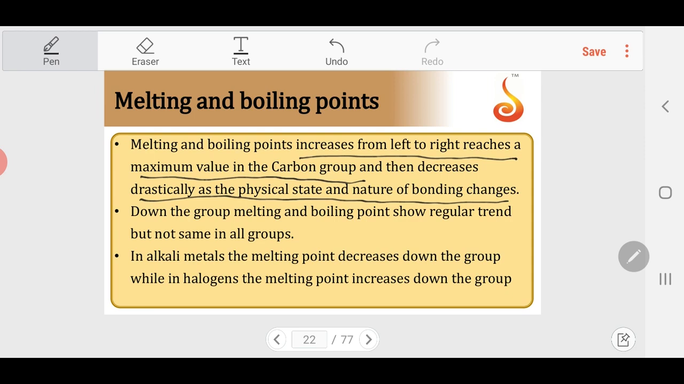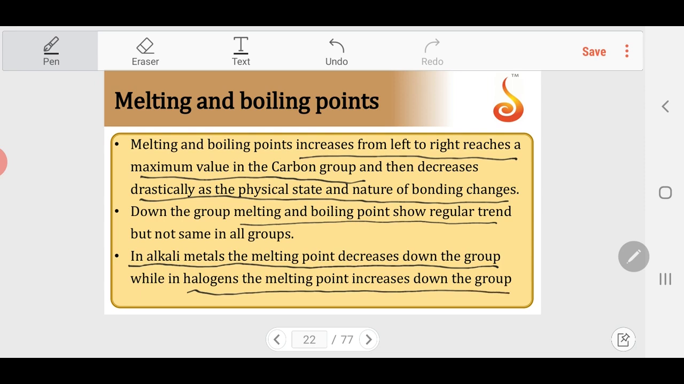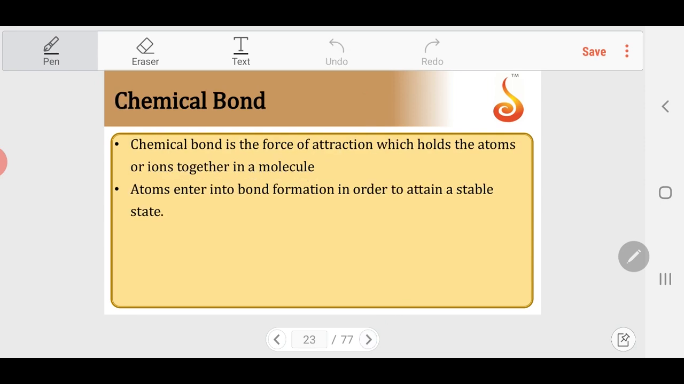Down the group, melting and boiling points show a regular trend, either they increase or they decrease, but the variation is not the same in all groups. In alkali metals, the melting point decreases down the group, whereas in the case of halogens the melting point and boiling point increase down the group. So that is for periodic classification and periodic properties.